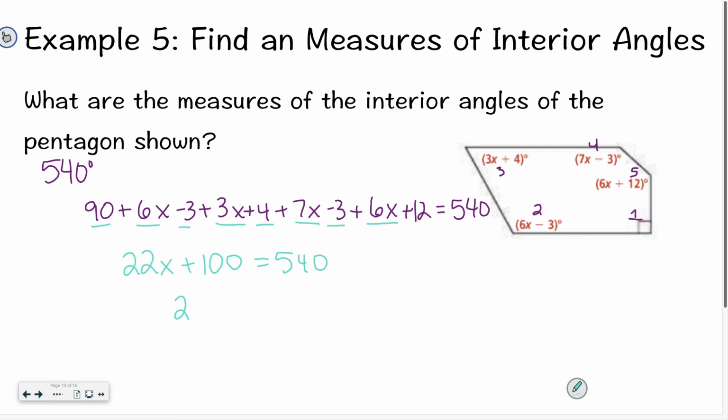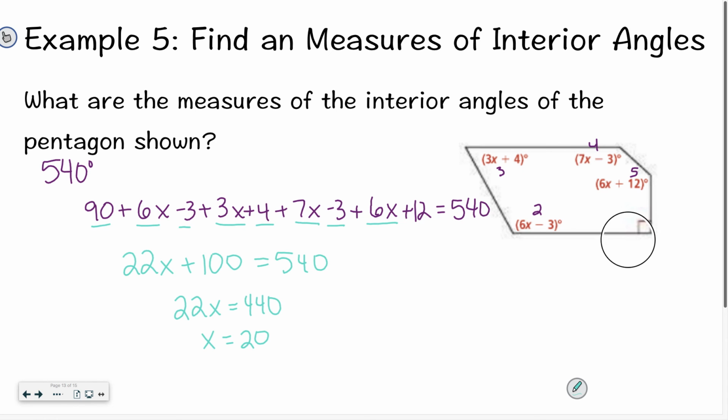Subtract 100 from both sides, and I'm left with 22x equals 440. Divide both sides by 22, and I get x equals 20. But I'm not done yet because I want to know what the measures of the interior angles of the pentagon are. So I'm going to take that 20 and I'm going to plug it in.